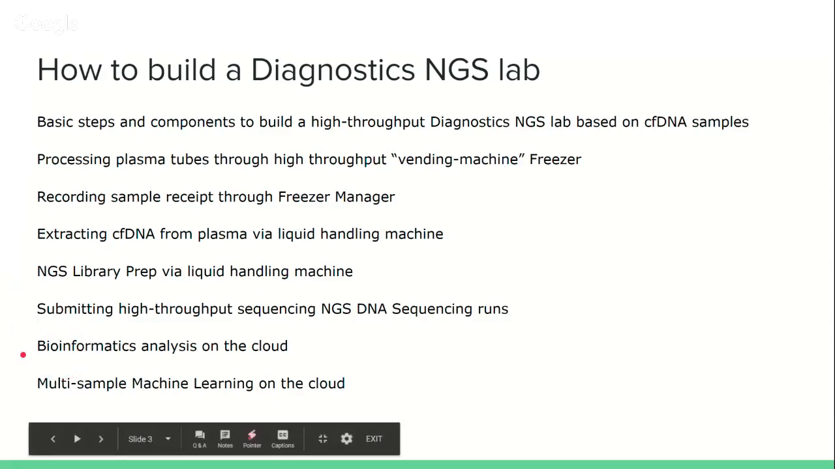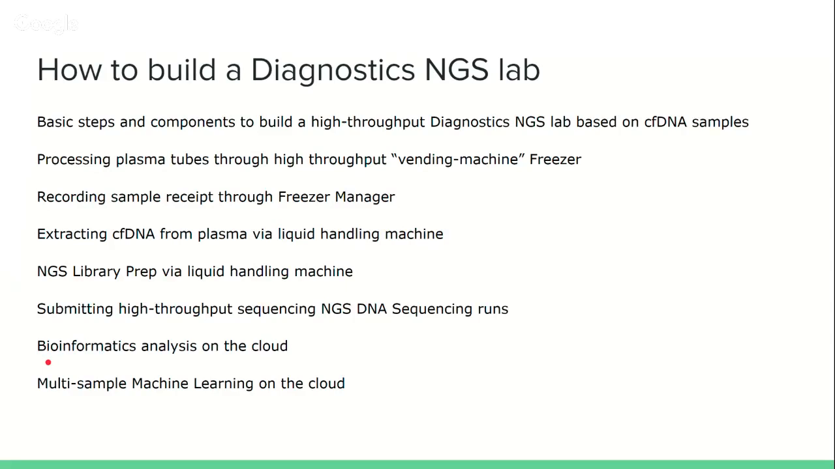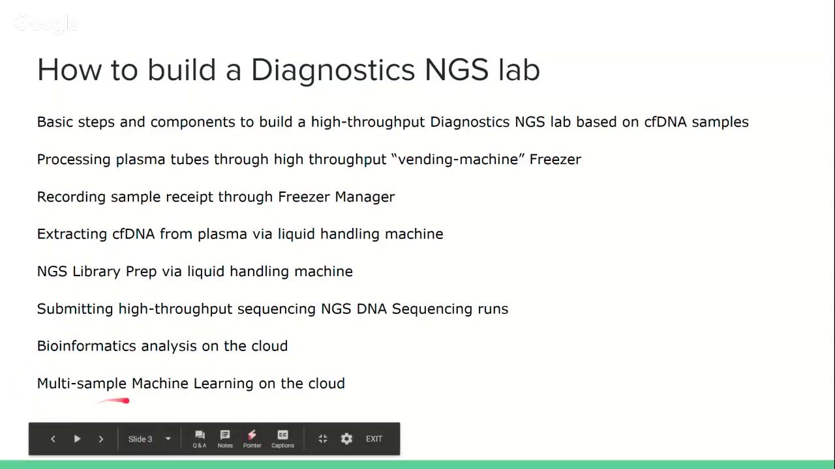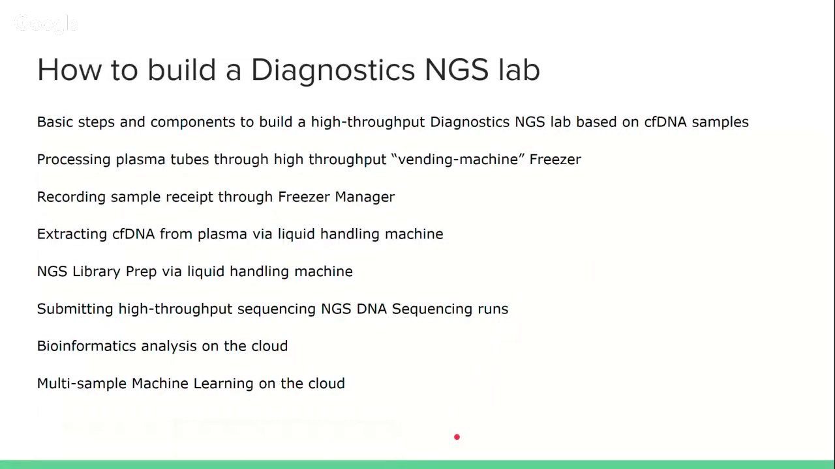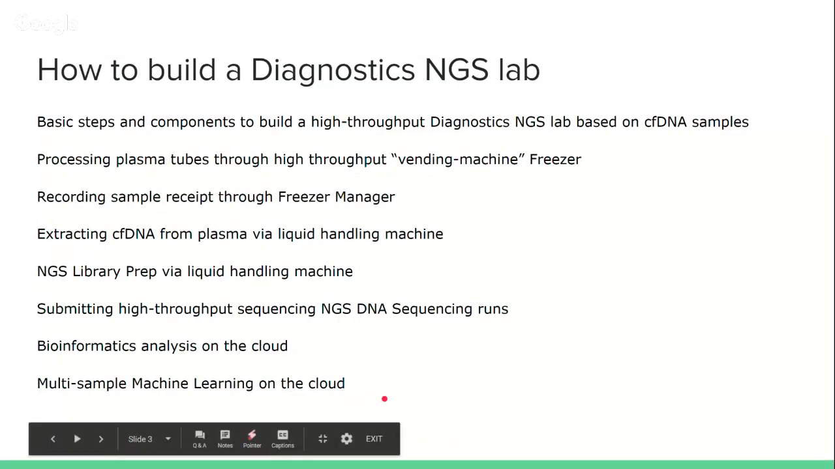Once you get the data from your sequencing runs, how to do the bioinformatic analysis on the cloud to get primary results, and then take all those single sample file results of the primary analysis and do a multi-sample machine learning on the cloud. So at the end of this hypothetical piece of work, you would have a diagnostic NGS lab ready with a classifier that would classify, for example, samples as healthy or having a disease.